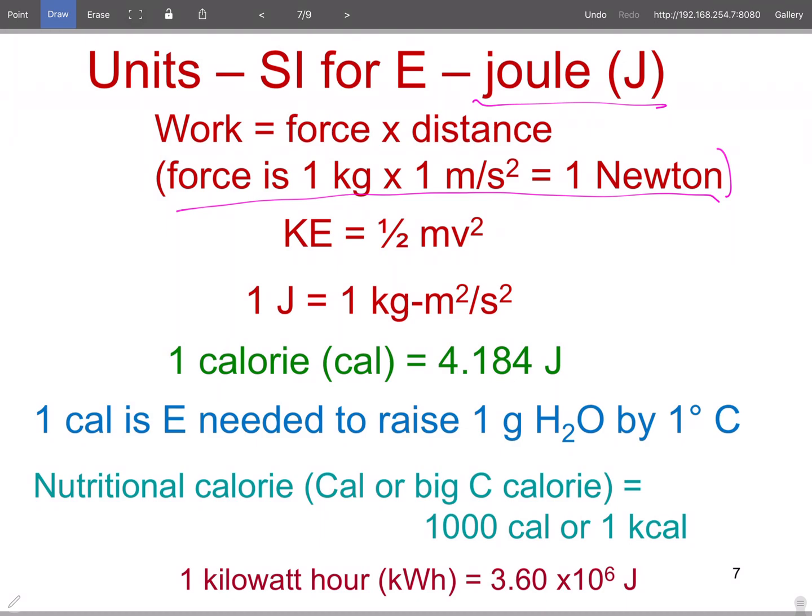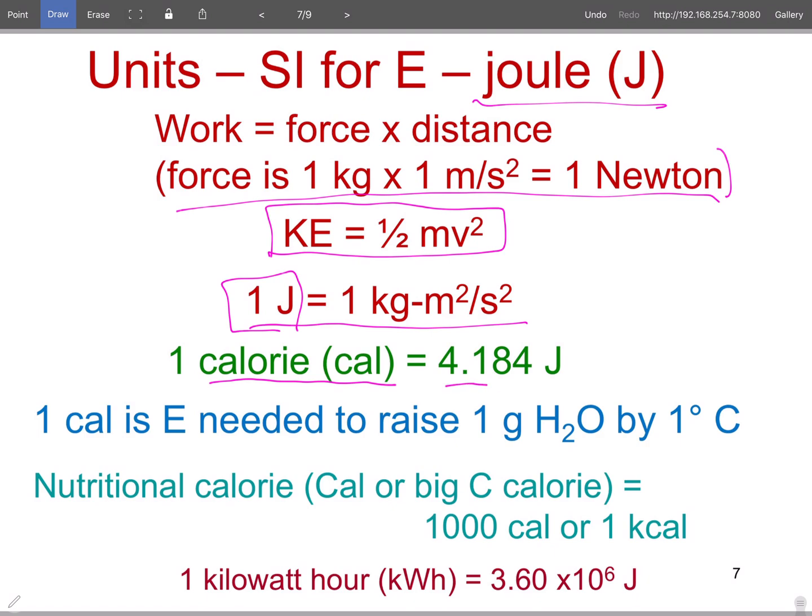So we will at one point in time look at the kinetic energy of moving particles. Again, more about that later. And the units for the joule are 1 kilogram meters squared per second squared. Okay, so we use the joules a lot. The old unit was the calorie, and there are 4.184 joules per 1 calorie, etc.